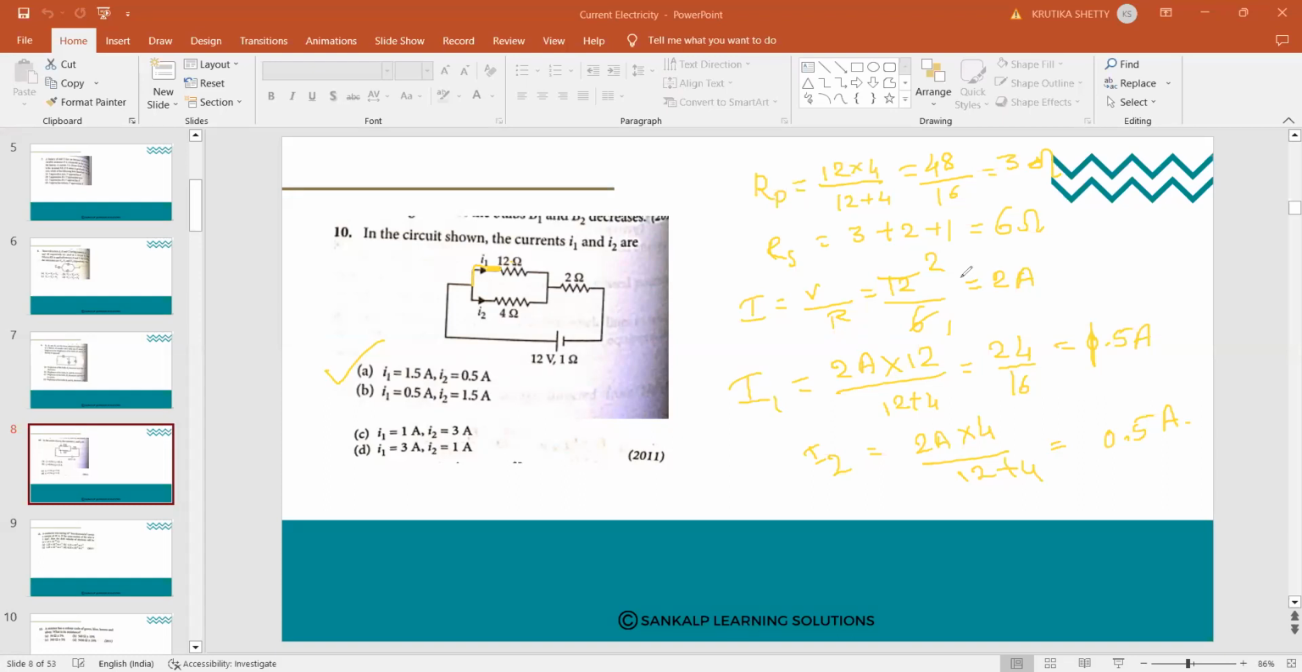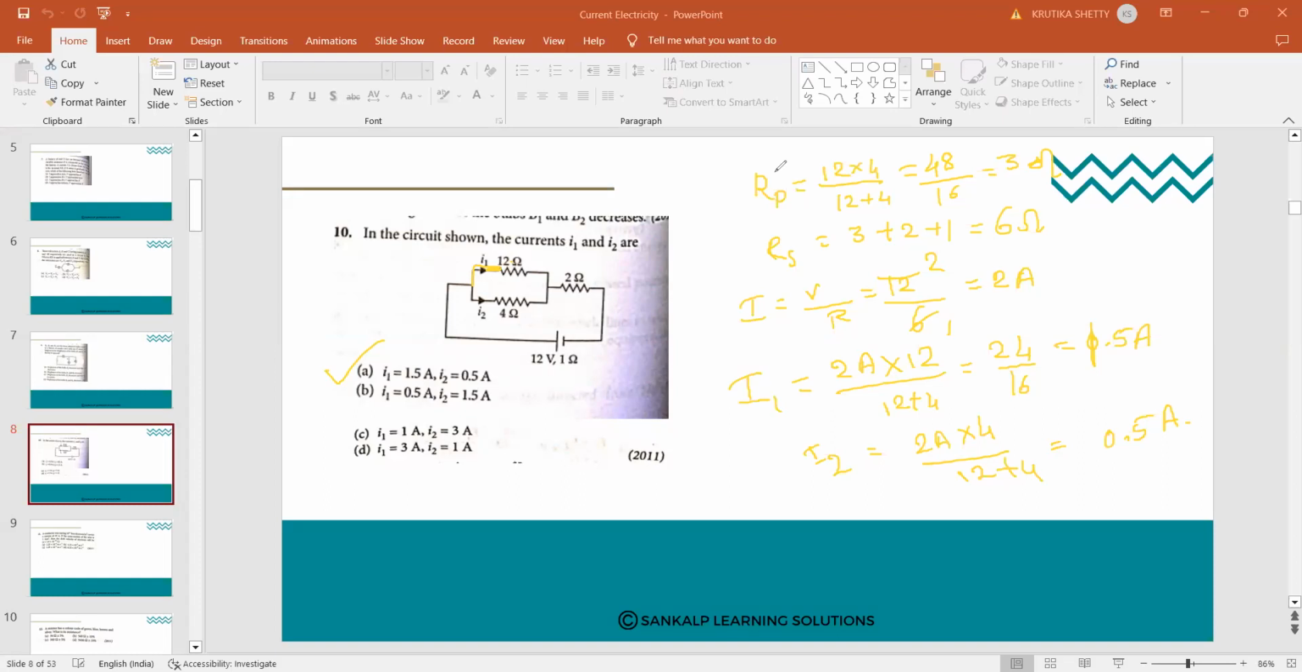Yes, Komala. You can go for option A because I1 is through the 12 ohm. So option A we can take it. Other students, are you understanding? Please reply. Or if the questions are tough, discuss. Understanding or not, reply.